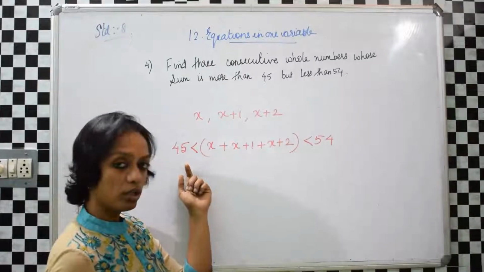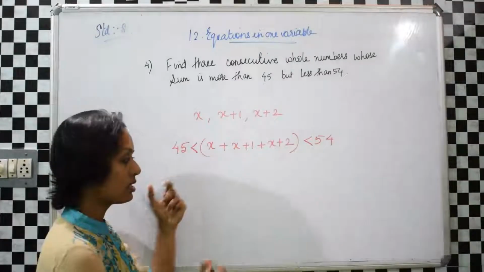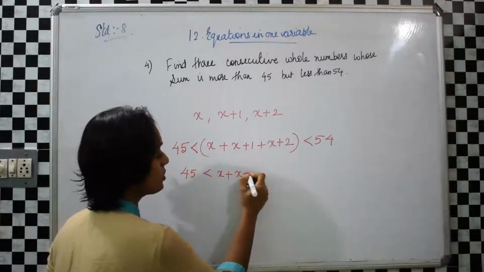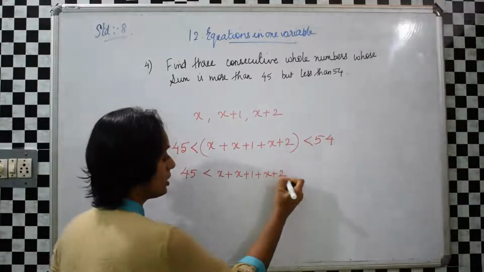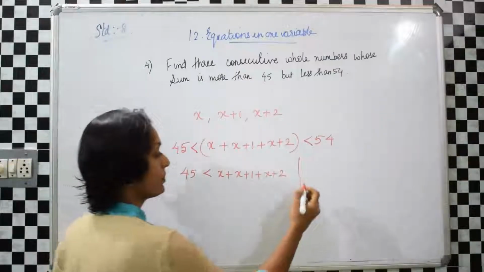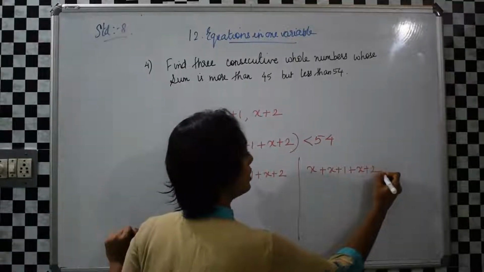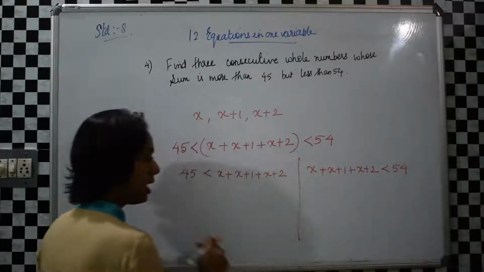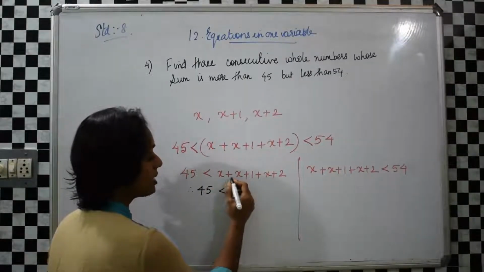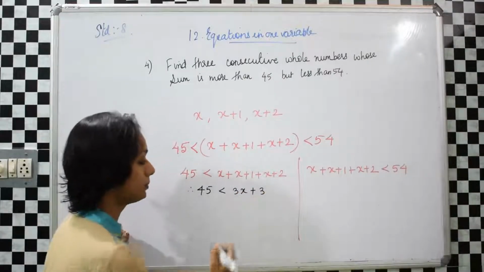Now I am going to use this to get some sort of equation. So I will take these two first. So I will have 45 less than x plus x plus 1 plus x plus 2. And I will take these two here and get another equation. So I have x plus x plus 1 plus x plus 2 less than 54. Now I am going to solve them. Now 45 is less than x plus x plus x is 3x plus 1 plus 2, 3.